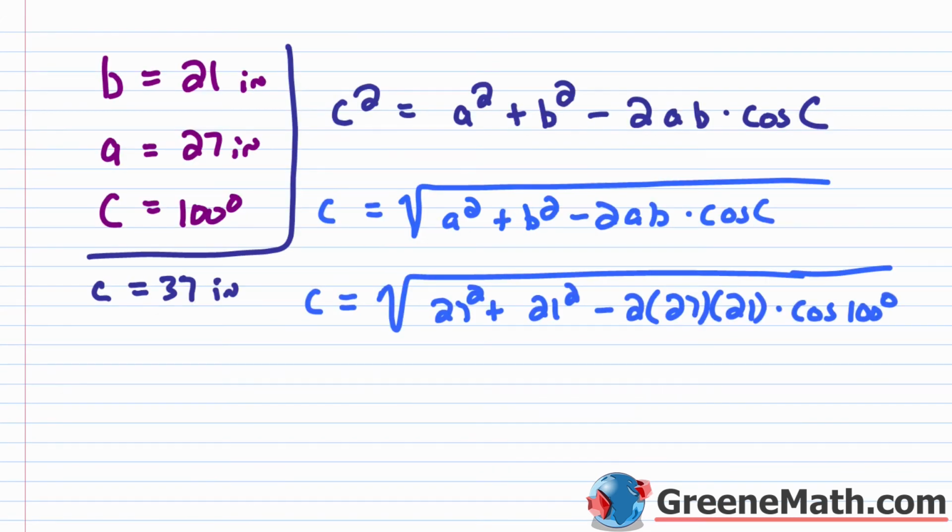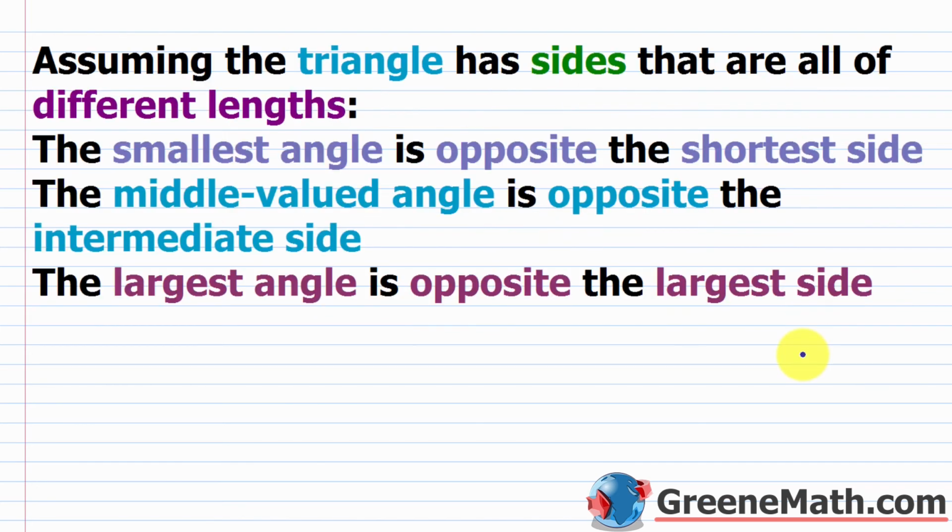If you go back and think about it, in any of these formulas you can solve for this guy, and you can end up using your inverse cosine function to solve. So that's fine. If you want to use the law of sines, you have to be very, very careful. Why? Remember, if you have an obtuse angle in a triangle, you can only have one of them, and it's going to be opposite the largest side. Remember, assuming the triangle has sides that are all of different lengths, the smallest angle is opposite the shortest side, the middle valued angle is opposite the intermediate side, and the largest angle is opposite the largest side.